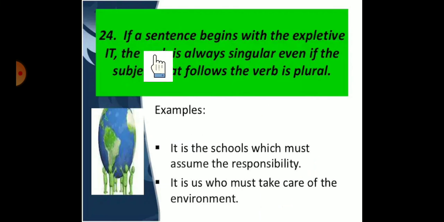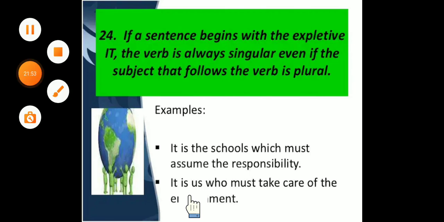According to this rule, if a sentence begins with the expletive it, the verb is always singular even if the subject that follows the verb is plural. Even when the subject after is is in plural form, we should put is because it is there in the sentence, and it is always followed by a singular verb. Okay.